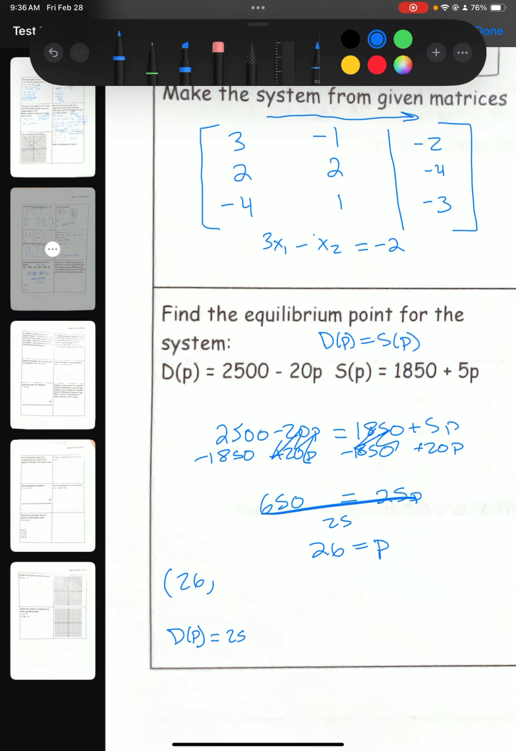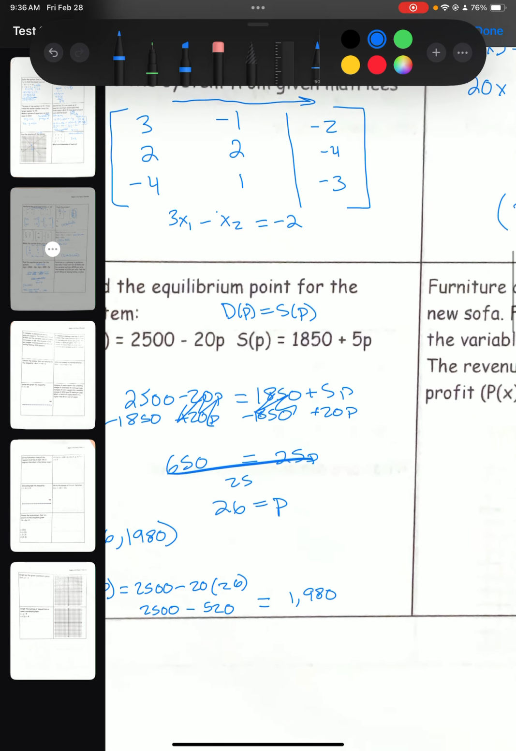So we have 2,500 minus our 20 times 26. That should get you 2,500 minus 520, which is going to get us 1,980. Again, you can plug that 26 into either equation. I just did that first one because it's the first one there, but you should get the same answer. All right, next one.